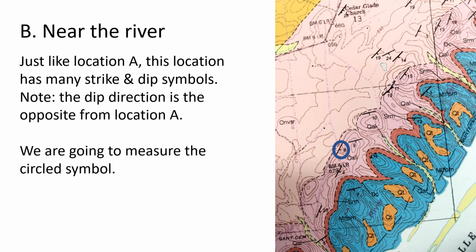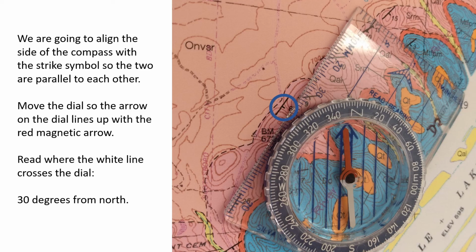For the next location, we are going to measure a strike symbol close to the river. Note that all of the dips in this area are towards the south to southeast, the opposite from the previous area. We are going to align the side of the compass with the strike symbol so the two are parallel to each other. Move the dial so the arrow on the dial lines up with the red magnetic arrow. Then read where the white line crosses the dial, 30 degrees from the north. This could also be written as northeast 30 degrees.